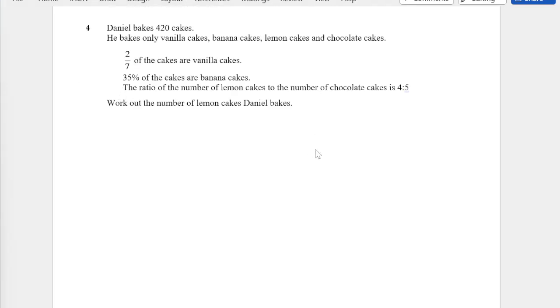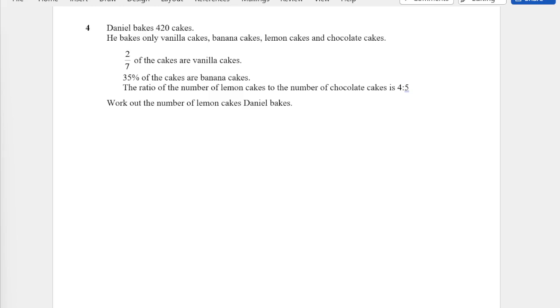Question 4. Daniel bakes 420 cakes. He bakes only vanilla, banana, lemon and chocolate cakes. 2/7 of the cakes are vanilla cakes, 35% of them are banana cakes. The ratio of the number of lemon cakes to the number of chocolate cakes is 4 to 5. Work out the number of lemon cakes Daniel bakes.